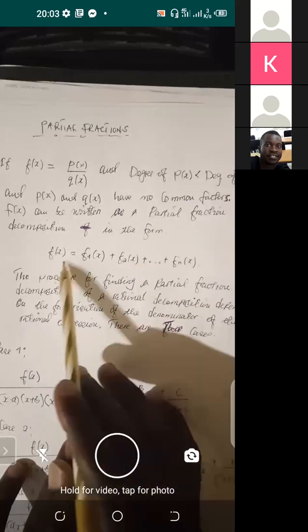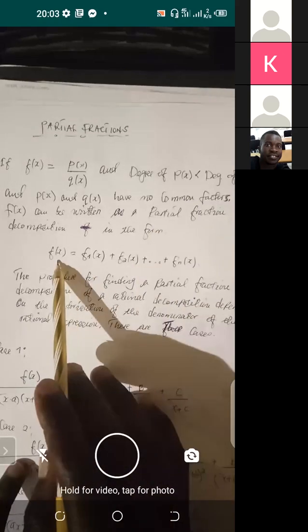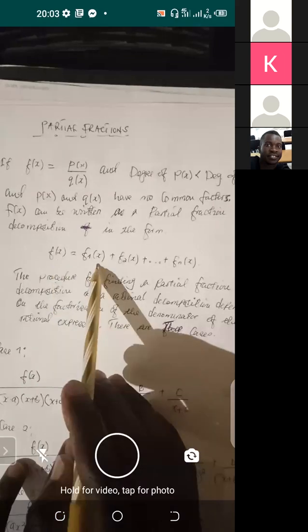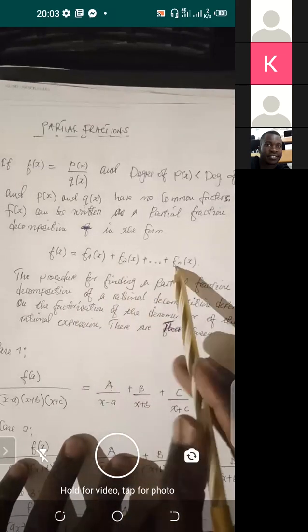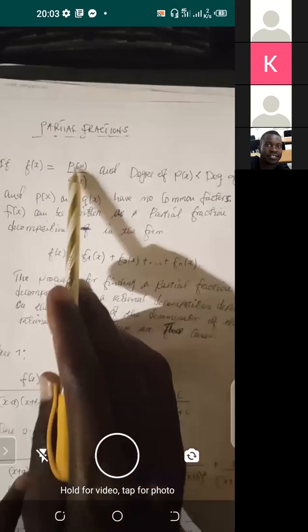So it can be decomposed to the first function, we also have another function, plus up to f n of x, depending on what kind of function you have in the numerator and in the denominator there. So that's what we have.